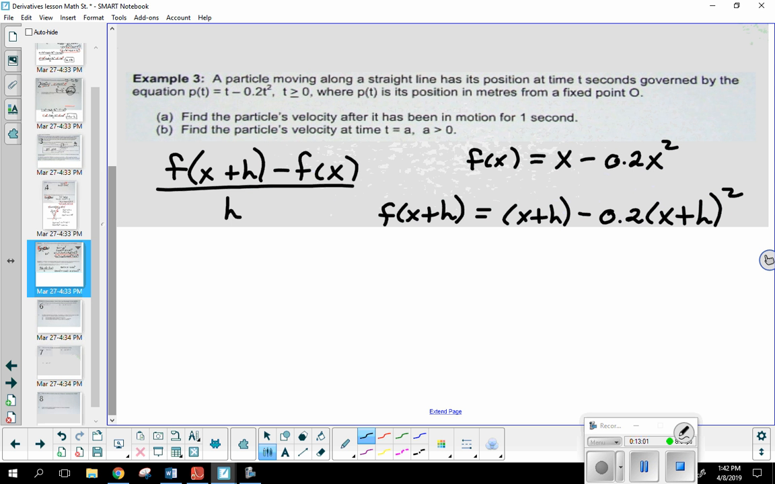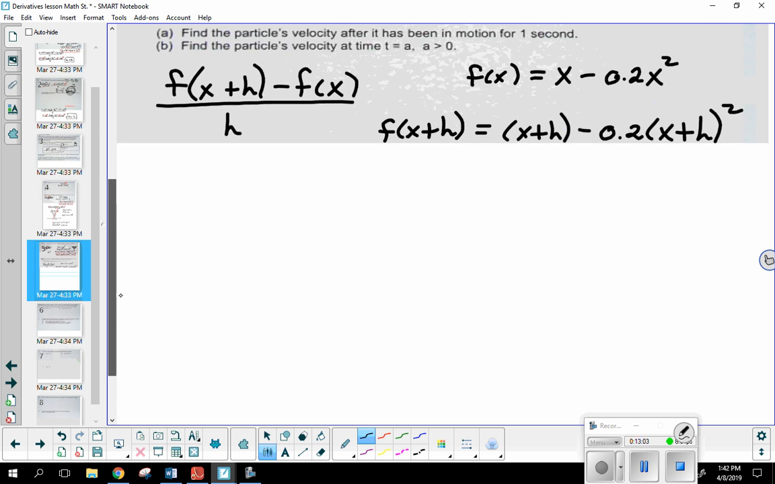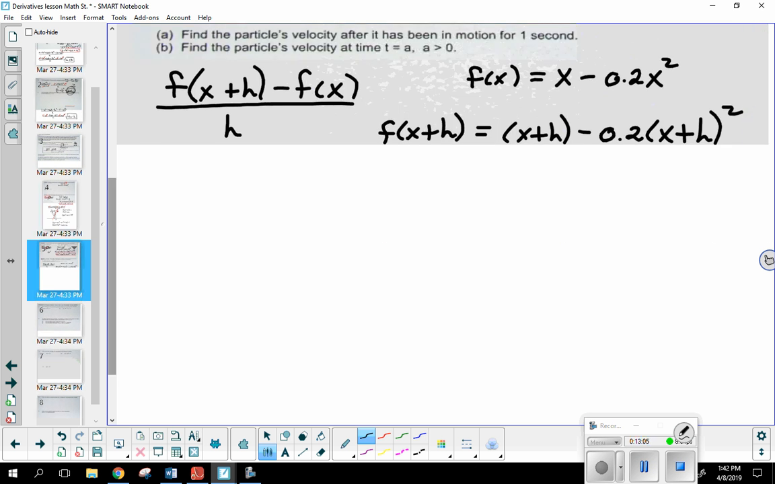Okay. Let's do it. So again, would anybody like to see me FOIL those, or can we just expand it to the trinomial? Okay. So I'm going to go ahead and drop the parentheses on this one. x plus h. We're not going to go ahead and distribute the 0.2 yet. So x plus h squared would give me what?